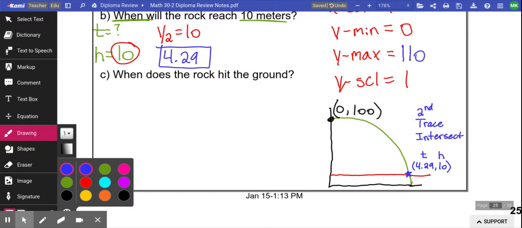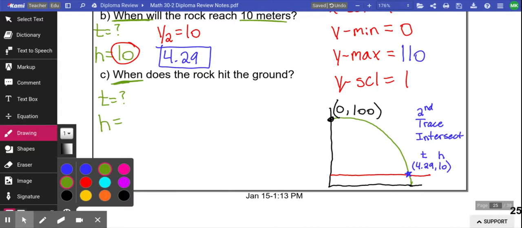Awesome. C, when does the rock hit the ground? That's a good question for our strategy of write the two things. You must know one of them, you must be looking for one of them. So if I read this, when means time. When does the rock hit the ground? Well, they never gave me a height, right? They never said, hey, the height is 10 meters.